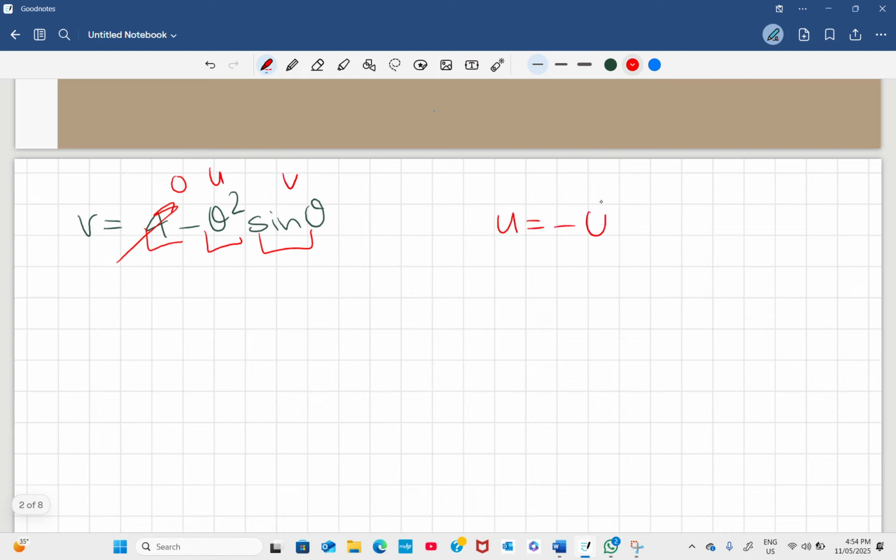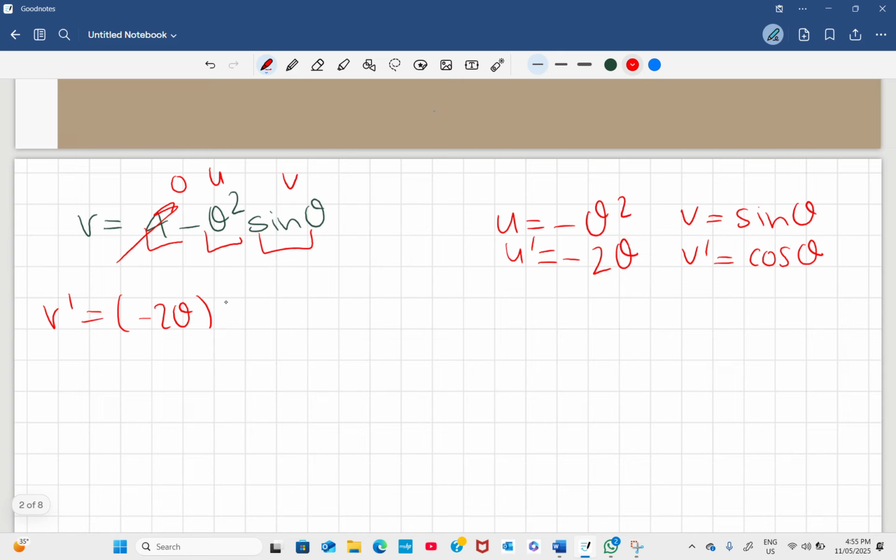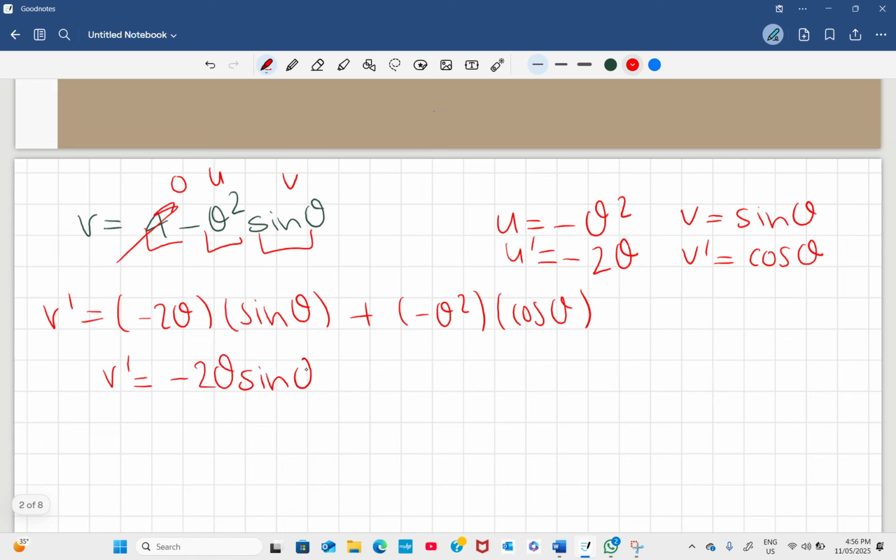My u is negative theta squared. My u prime is gonna be negative 2 theta. My v is sine theta. My v prime is gonna be cosine theta. Now I'm gonna apply the rule. Negative 2 theta multiplied by sine theta plus negative theta squared into cosine theta. This is gonna give me r prime to be negative 2 theta sine theta minus theta squared cosine theta. And this is my final answer.